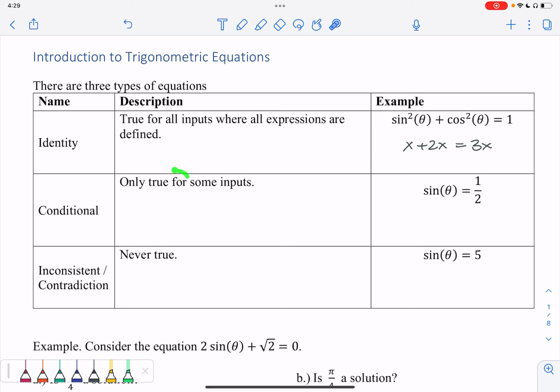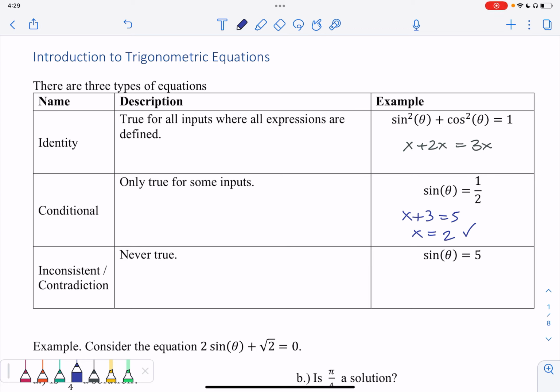A conditional equation is only true for some inputs. This is more like the typical equations that we would solve. Take a look at our example, sine of theta equals 1/2. I know this is true for some angles that make sine defined, but not all angles. I can see that pi over 6 would work, but say pi over 2 would not work. Another example might be x plus 3 equals 5, and then I get x equals 2, so x equals 2 is the only number that would make that equation true.